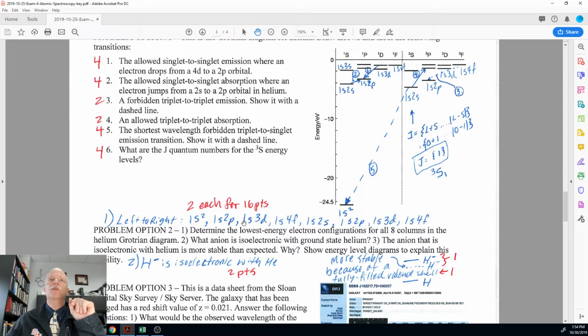So 1s2 for the first column, 1s2p, 1s3d, 1s4f. People mess this up by changing the 1s. They would do like a 2s2p and maybe a 3s and 3d and a 4s and 4f. You don't move the principal quantum number for both orbitals. We're really just promoting one electron in these Grotrian diagrams.